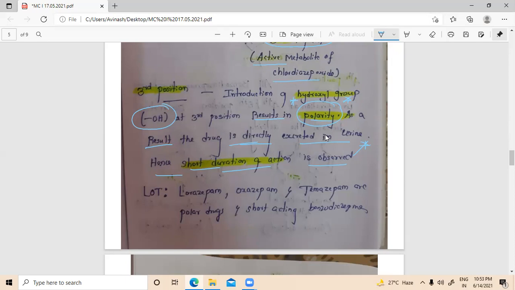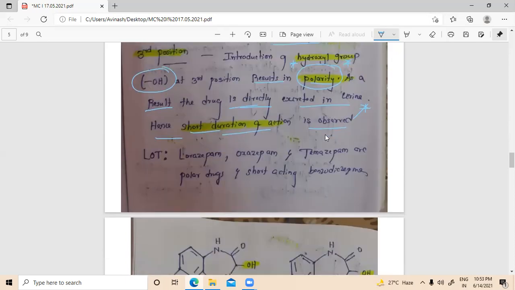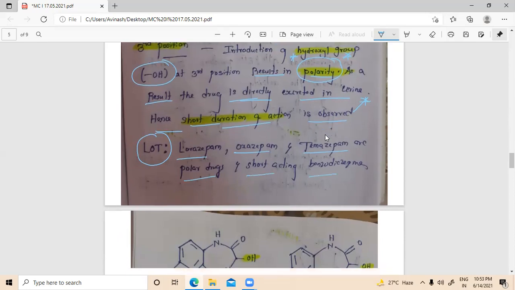relief from the symptoms. There are some drugs which have a hydroxyl group at third position, like lorazepam, oxazepam, temazepam. I have abbreviated this as LOT, L-O-T. L stands for lorazepam, O stands for oxazepam, T stands for temazepam. All the three drugs are polar drugs which contain the OH group, and they are short-acting benzodiazepines.